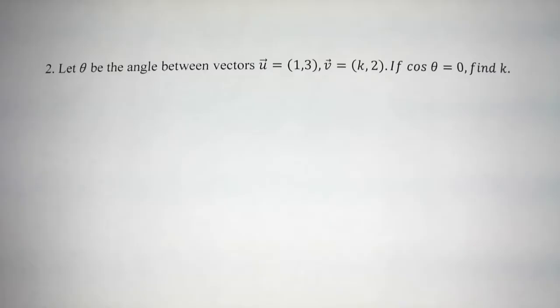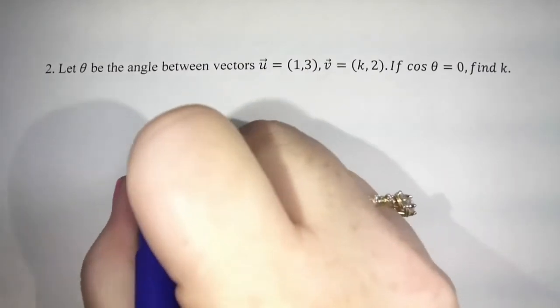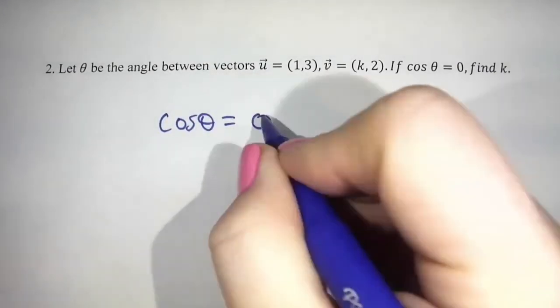I'm going to show you one more that was on an exam that had a k in it that sort of freaked out some of the students. So I want to make sure that you can do it if they give you a k in the question. This one says, let theta be the angle between the vectors. u is 1, 3, and v here is k, comma 2. If cos theta equals 0, find the value of k. So cos theta here is equal to 0.